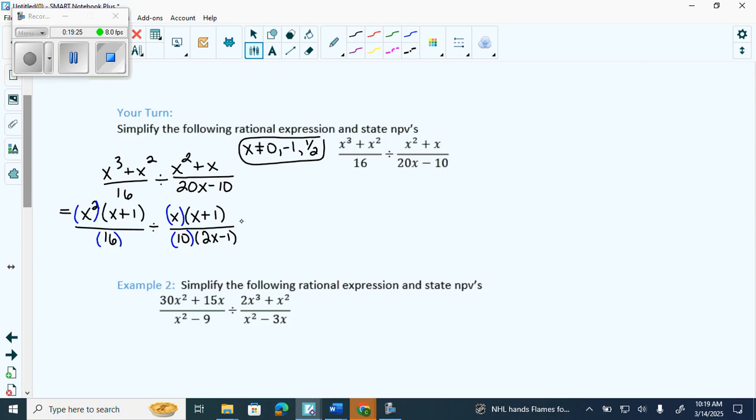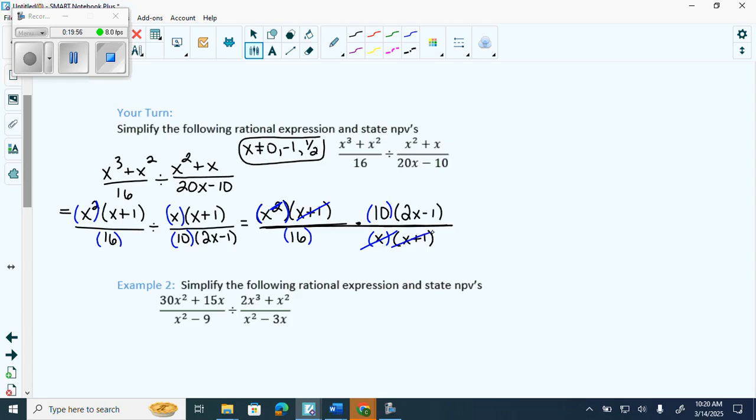All right, so then this equals x squared, x plus 1, over 16, times 10, 2x minus 1, all over x, x plus 1. Full numerator, full denominator. So this x can cancel off one of these. X plus 1 can cancel off that.